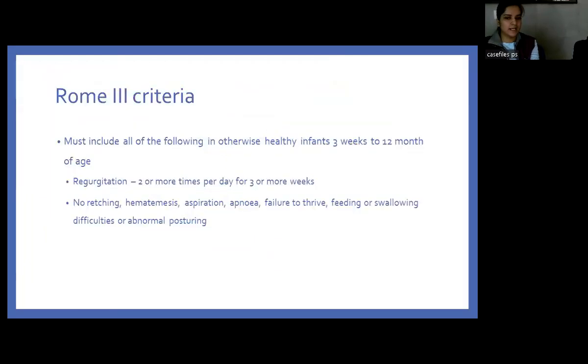Coming to the Rome III criteria to diagnose GERD, it includes all of the following in healthy infants of age 3 weeks to 12 months. There is regurgitation that has to be present 2 or more times a day, lasting for 3 or more weeks, and there should not be any retching, hematemesis, aspiration, apnea, failure to thrive, feeding or swallowing difficulties, or abnormal posturing. If these features are there, then we can suspect a patient to be having GERD.